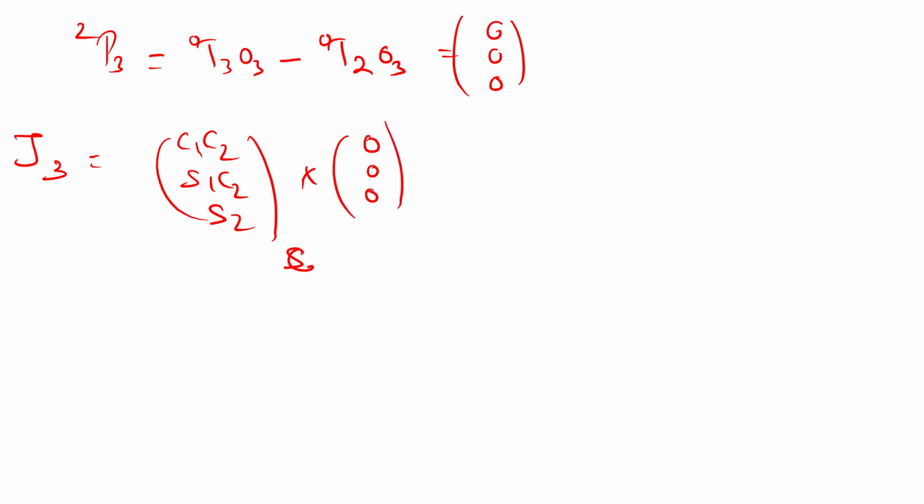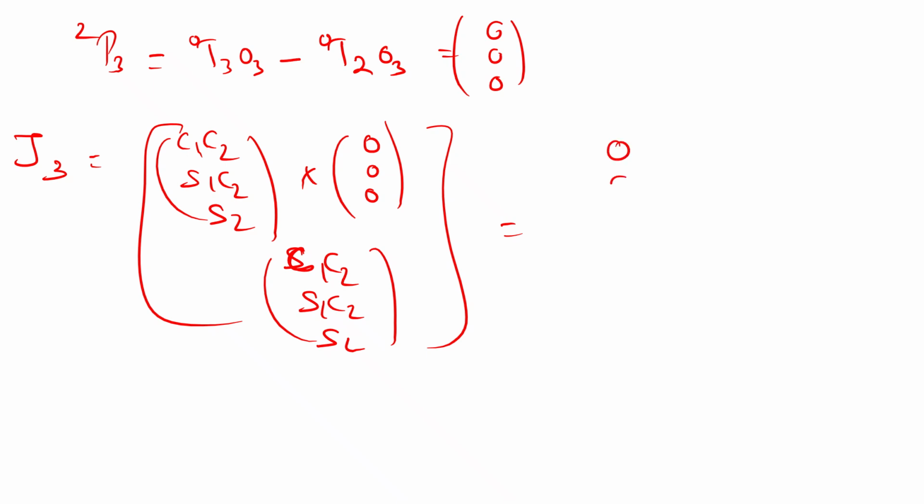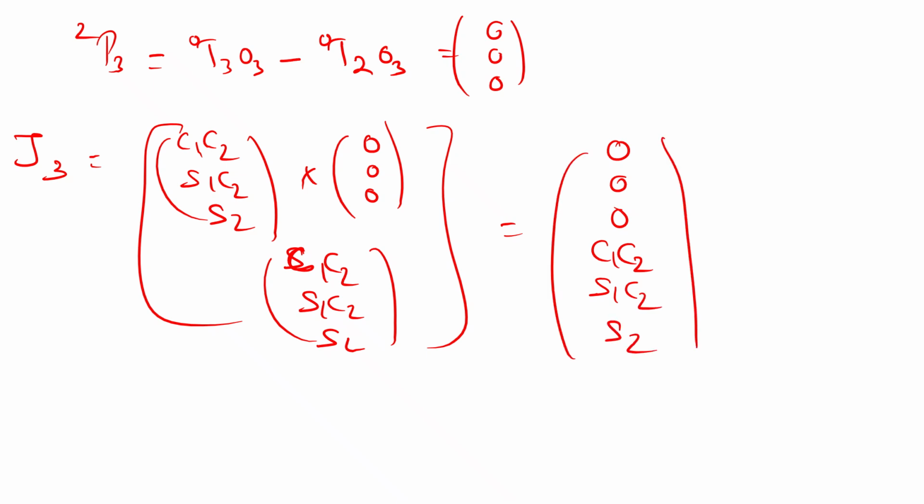Then you have C1 C2, S1 C2, and S2. Whenever you cross multiply this, you will get 0, 0, only 0, 0, 0. Then here C1 C2, S1 C2, and S2. So this is my J3. Now we have to combine all the Jacobians, which are J1, J2, J3. So let's see, J equal to J RPY equal to J1, J2, J3.